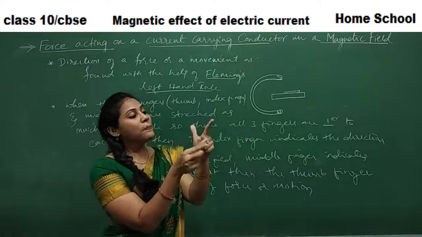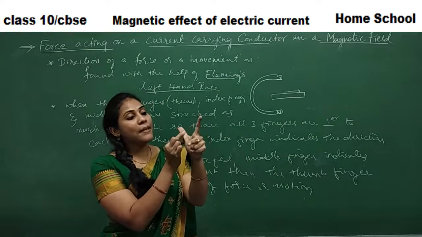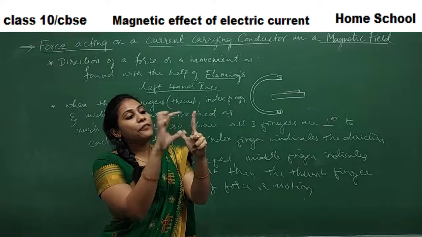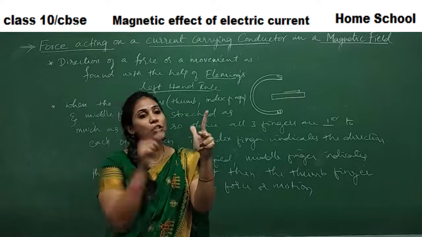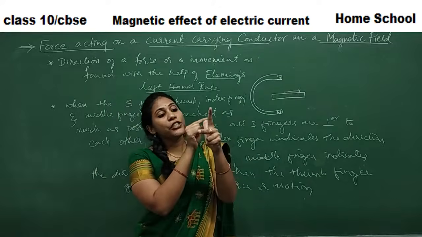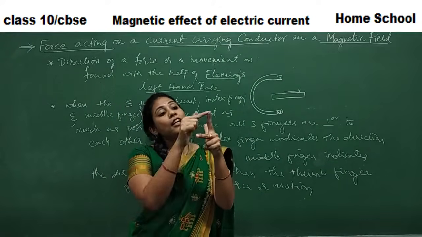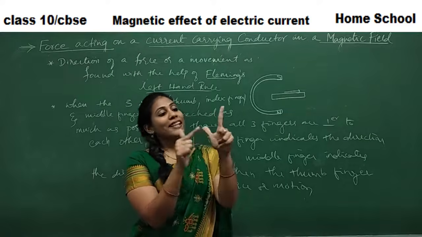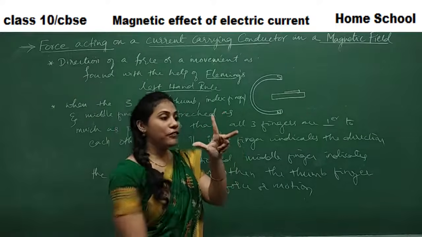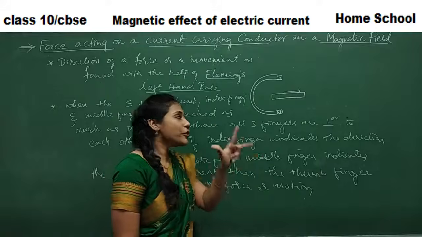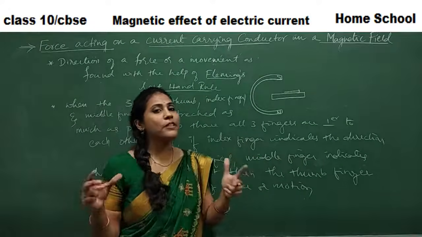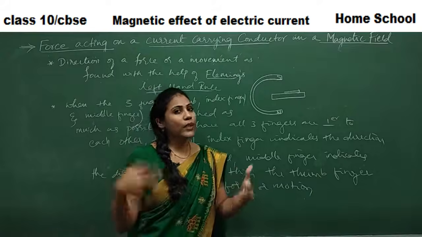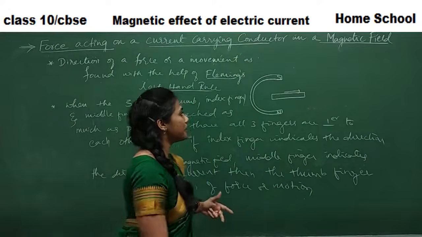One thing you observe: the force is maximum when the magnetic field direction and current direction are perpendicular. And you can also observe that the direction of force is perpendicular to the direction of magnetic field as well as the direction of current. Isn't it? So try to remember these points. Now I will show one example so that you will get clarity on the concept.